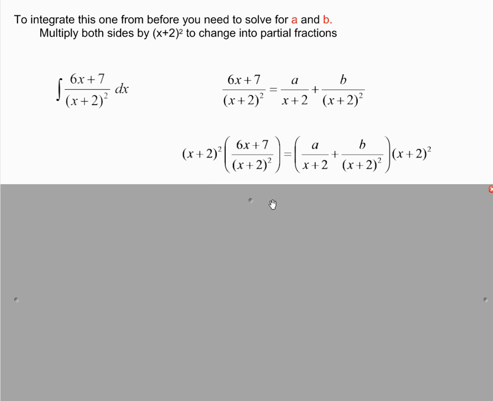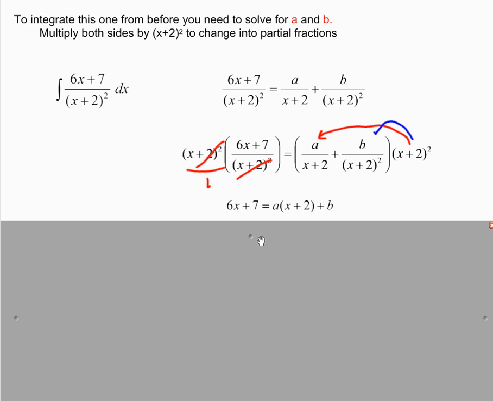So certainly we can see that on the left-hand side, those are going to cancel. And on the right-hand side, I'm going to multiply that (x + 2)^2 times A. Well, one of them will cancel. And when I do it times the B, both of those (x + 2)^2 will cancel. So what I'm going to get is something that looks kind of like that. If you're not sure where that comes from, stop it and take a look at it.